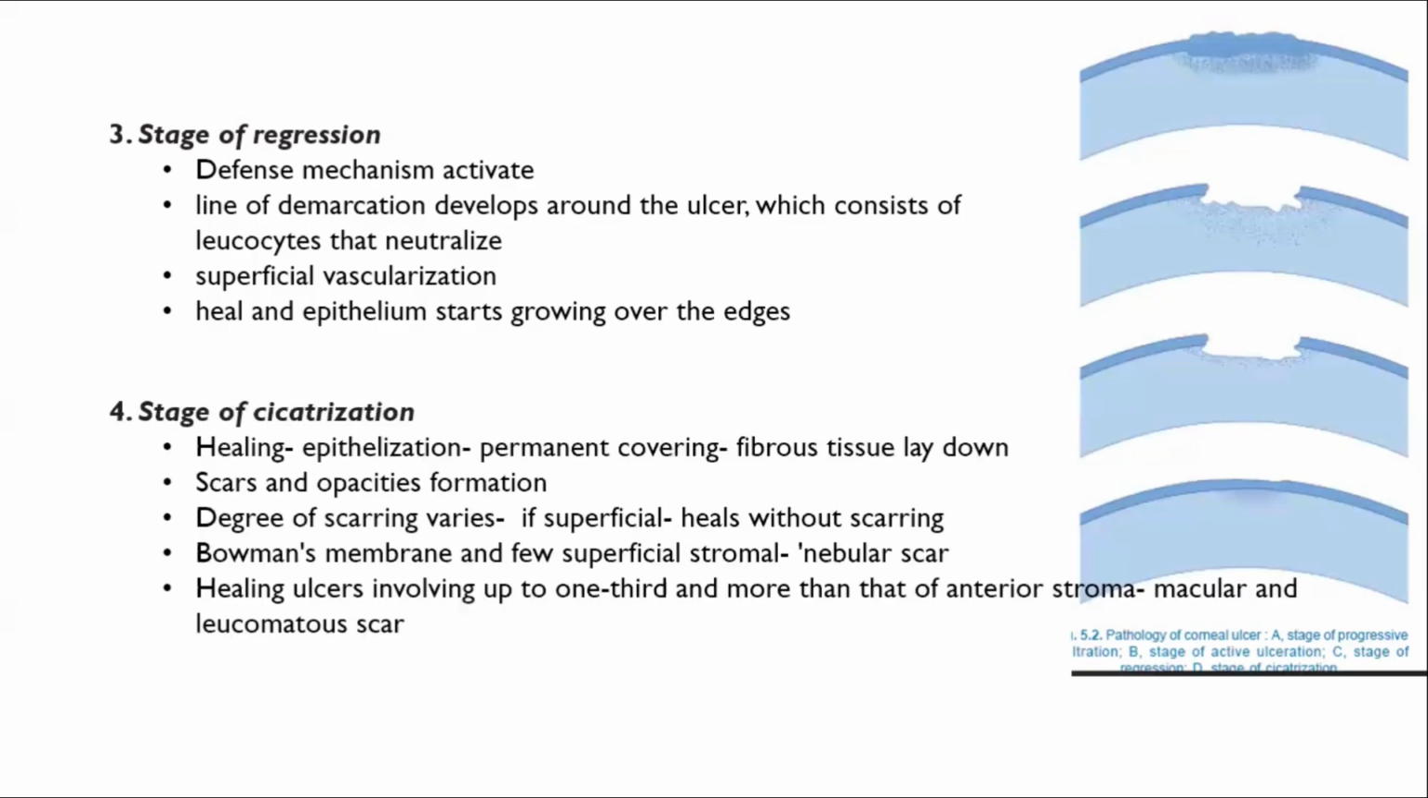Fibrous tissue is laid down, leading to a scar and opacity formation. The degree of scarring basically depends on the extent of the damage, and if the damage is superficial, the ulcer heals without any significant scarring. However, if Bowman's membrane and some superficial stroma are affected, a nebular scar forms, which is relatively less severe. And if the ulcer involves up to one-third or more of the anterior stroma, then the scar can be more pronounced, leading to a macular and leucomatous scar, which significantly impacts vision.